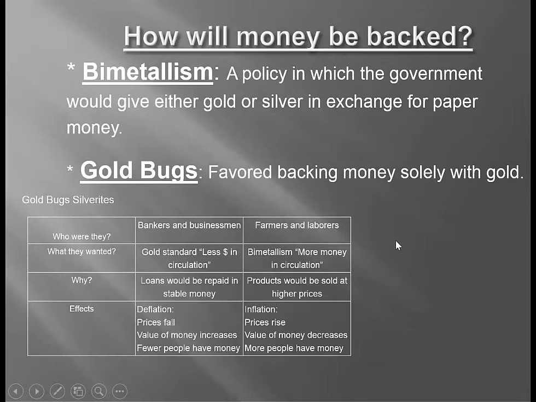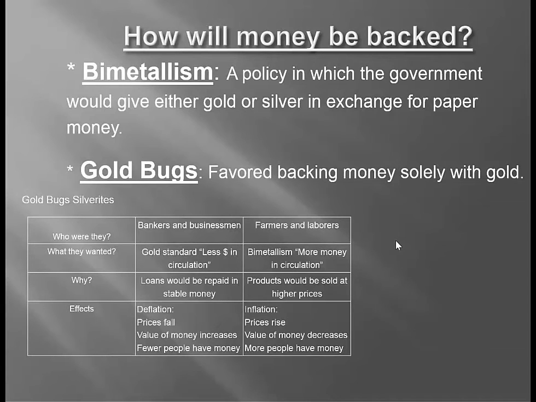Well, another thing the Populists wanted was, how will the money be backed? If you look at our money now, what's on a dollar bill, "In God we trust," that is pretty much what's backing our money. Back then, money could be backed by bimetallism, a policy in which the government would give you either gold or silver in exchange for your paper money. Supposedly, I heard an advertisement where you can go into a bank right now and exchange your paper money for silver. I guess there's a way to do that, and it is legal. I have not done it yet, so it'll be interesting.